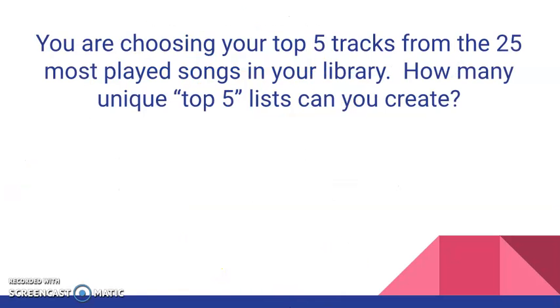Okay, let's try another. Look at it the same way. You go ahead and try on your own here. Excellent. So we're going to try to choose our top 5 tracks from our 25 most played songs in the library. Everybody's always making their top 5 list. Top 5 this, top 5 movies, top 5 scenes. So you're going to make your top 5 list from your 25 most played songs. Well, again, does order matter? Well, your number 1 song, that's the big reveal, right?